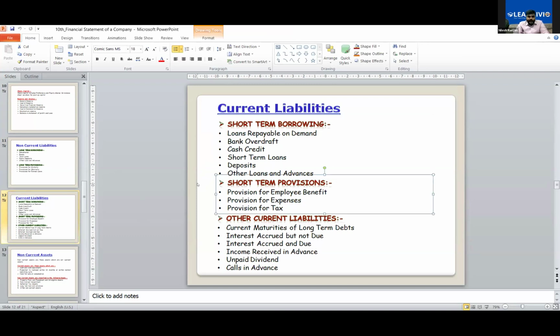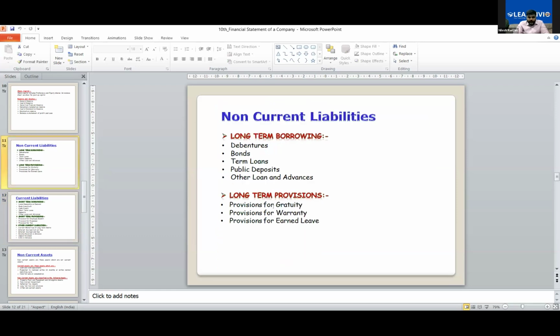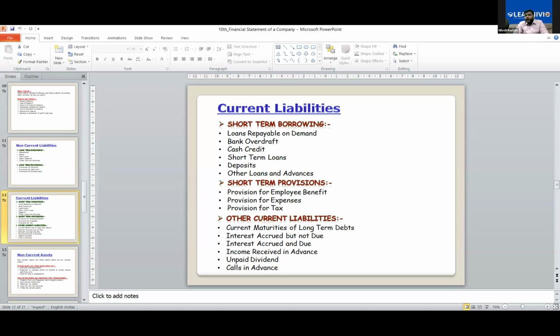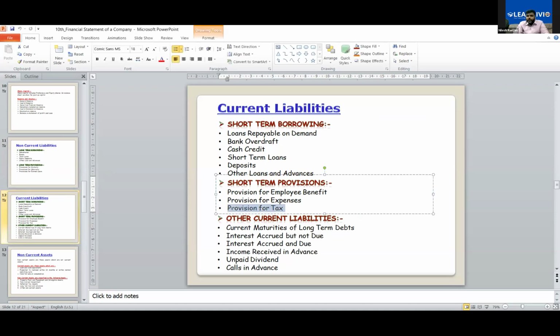Then short-term provisions. In long-term provisions, we have provision for gratuity, provision for warranty and earned leave. All these provisions are for long term. Now here we have provision for tax, provision for expenses, and provision for employee benefit. There are some employee benefits that we have to pay, and it is for short term. So these are short-term provisions, short-term borrowing, and then other current liabilities.